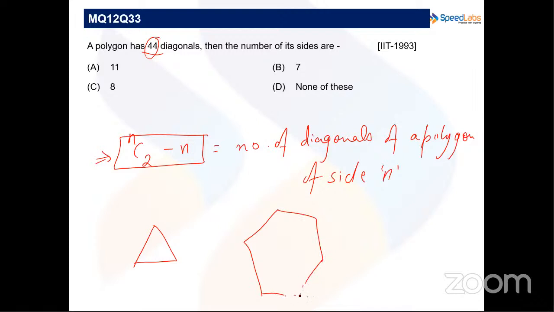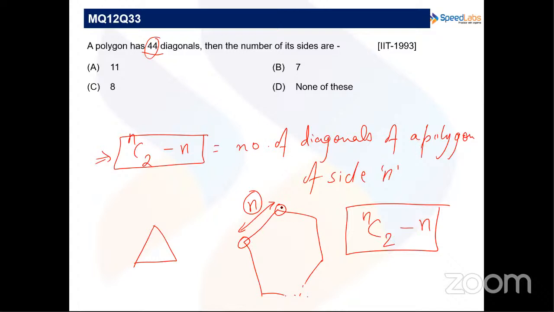So first of all, out of these n vertices, we will select any two. These two should not be adjacent ones. So how many adjacent two-combinations will we get? N adjacent two-combinations. So except these, nC2 minus n gives us the points which are not adjacent to each other, so a diagonal can be made. So this is the formula for the number of diagonals of a polygon of side n.